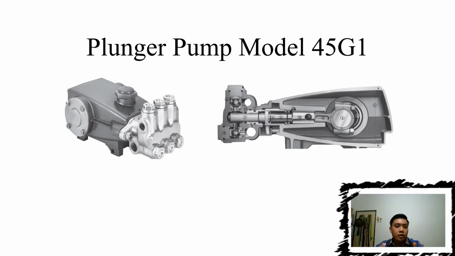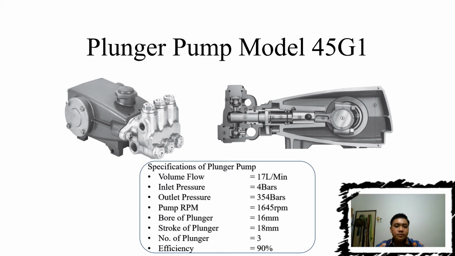Alright, so now we're continuing on with the examples and calculation of a plunger pump. So we'll be using a model 45G1 as an example. As you can see here, the specification of this plunger pump is already clearly listed out here. Do note on the volume flow rate of this plunger pump, which is rated at 17 liters of water per minute. So actually this is what we're going to find out today. We are going to use formulas to prove whether or not this plunger pump really produces 17 liters of water per minute.